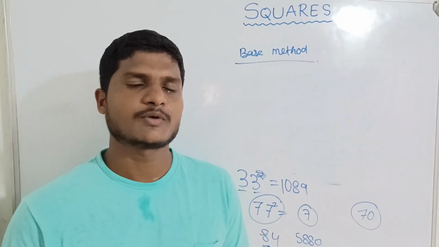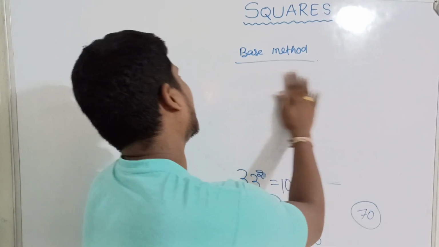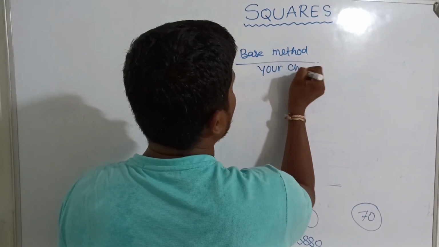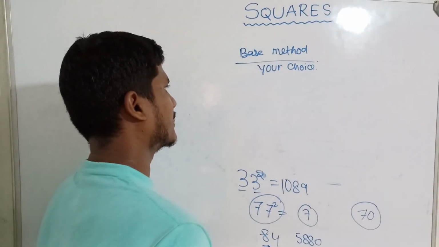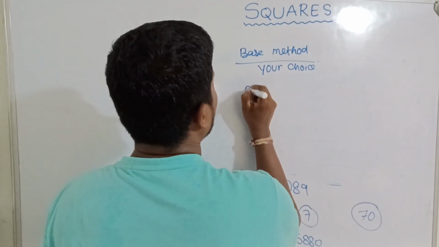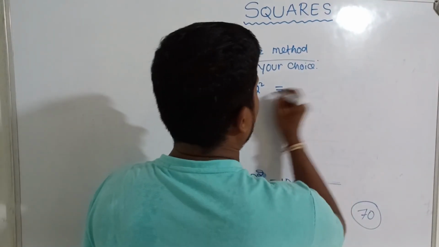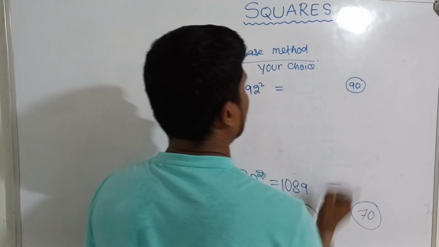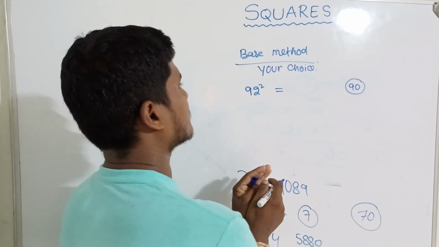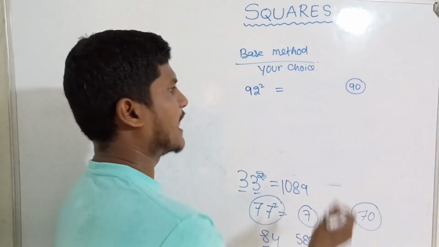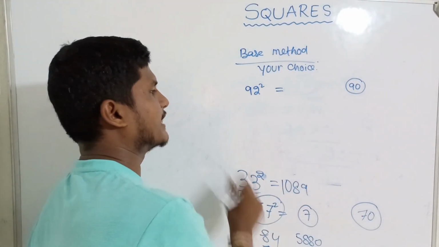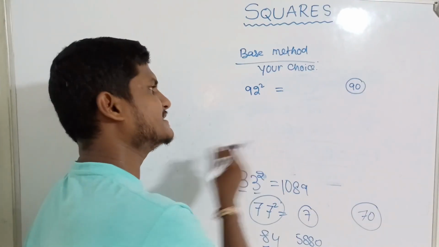You can take any value of your choice as your base. You can square any number of your choice using the base method. Suppose I want to square 92. Here I can take my base as 90, because nearby numbers are easy to calculate with. I can take 100 also, 80 also, 1000 also. But I should take the nearest value to 92 so that I can calculate easily.